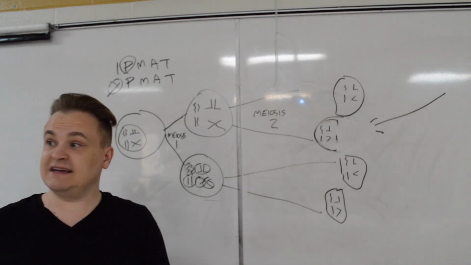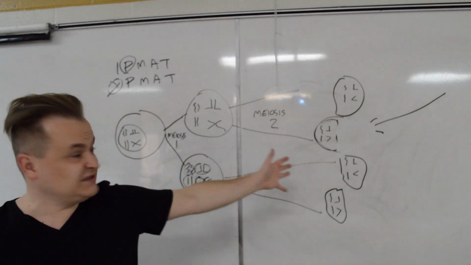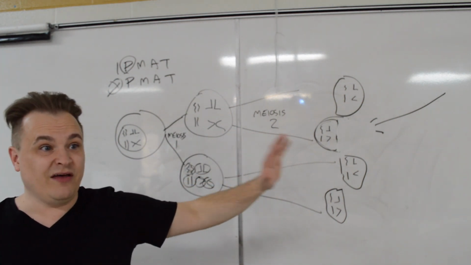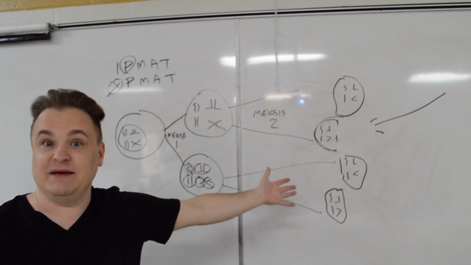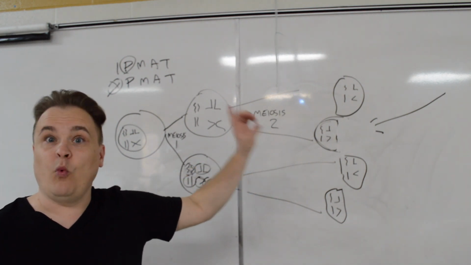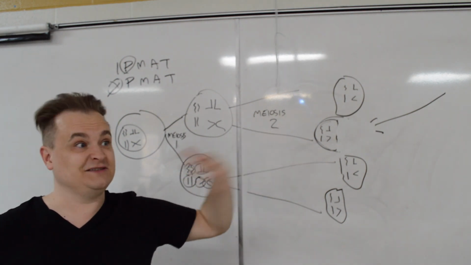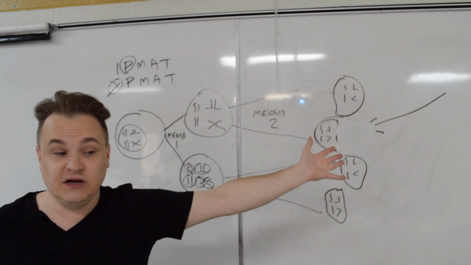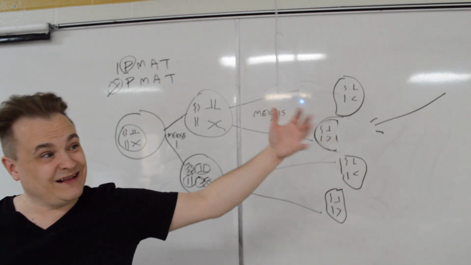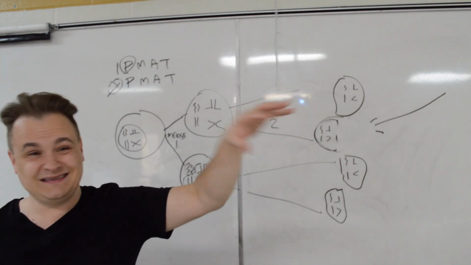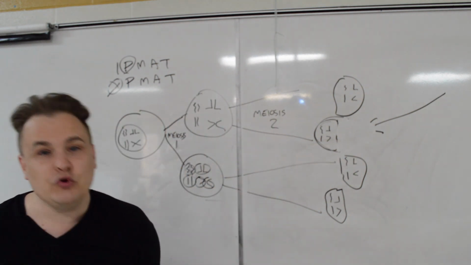Remember, this process is only used to make sex cells, which are sperm or eggs. We call those gametes. They're haploid. They're 1N as opposed to 2N cells, which is every other cell you've ever heard of. So 2N cells are diploid. That's body cells, hair cells, blood cells, bone cells, every cell you can think of.